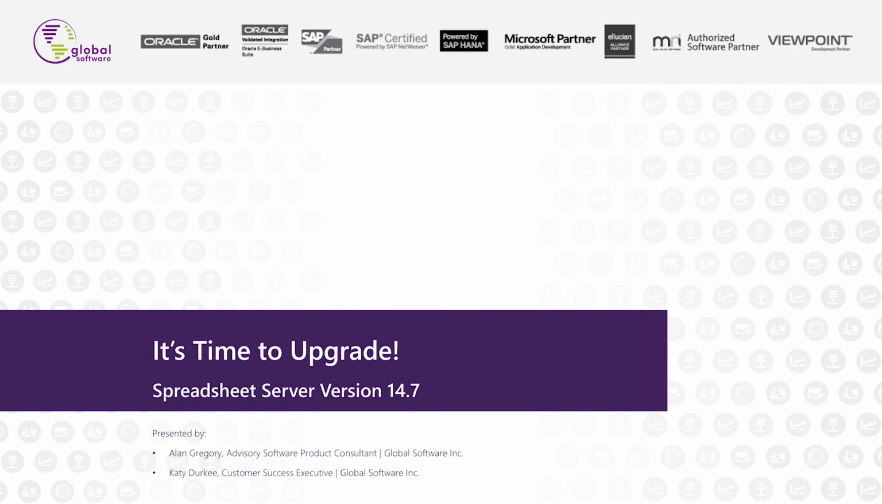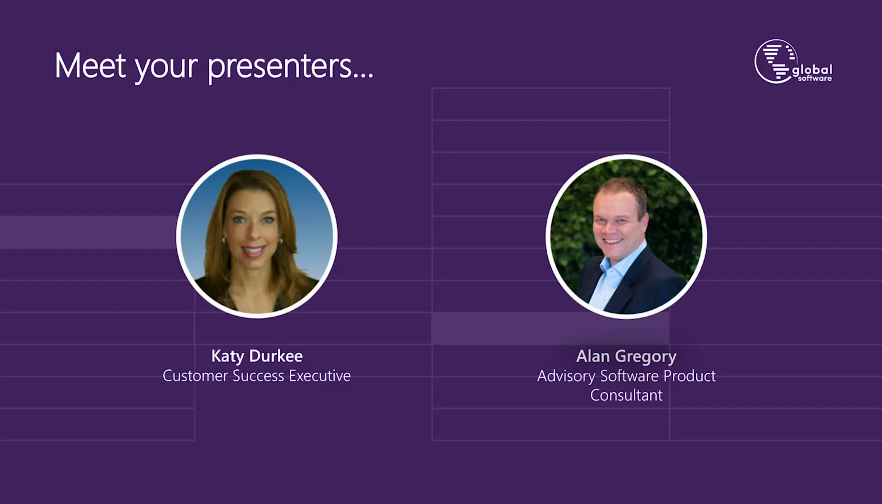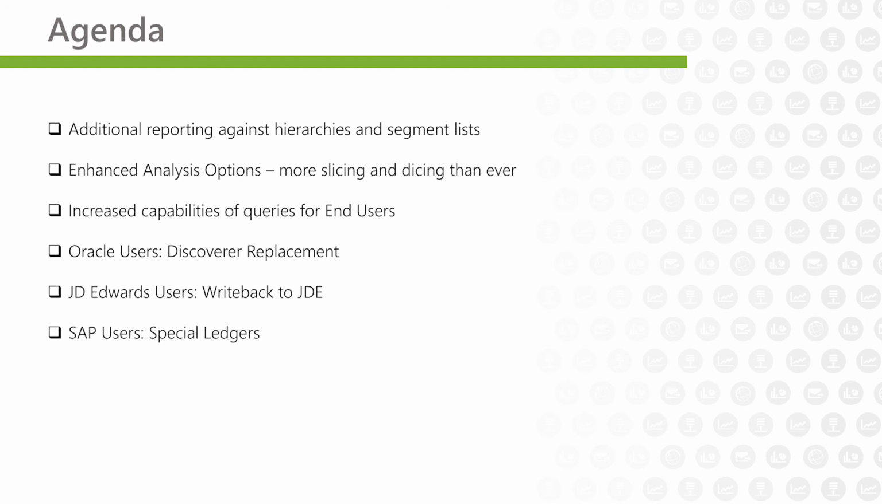Some of the items that we'll be highlighting during today's call are the new features included in 14.7, such as increased capabilities of queries for end users, additional reporting against hierarchies and segment lists, enhanced analysis options, and SAP special ledgers. We will also touch on the J.D. Edwards write-back feature, Oracle Discoverer and FSG replacements, and announce upcoming webinars fully dedicated to both of those items. Last but not least, we will tell you how to get version 14.7 for you and your associates.